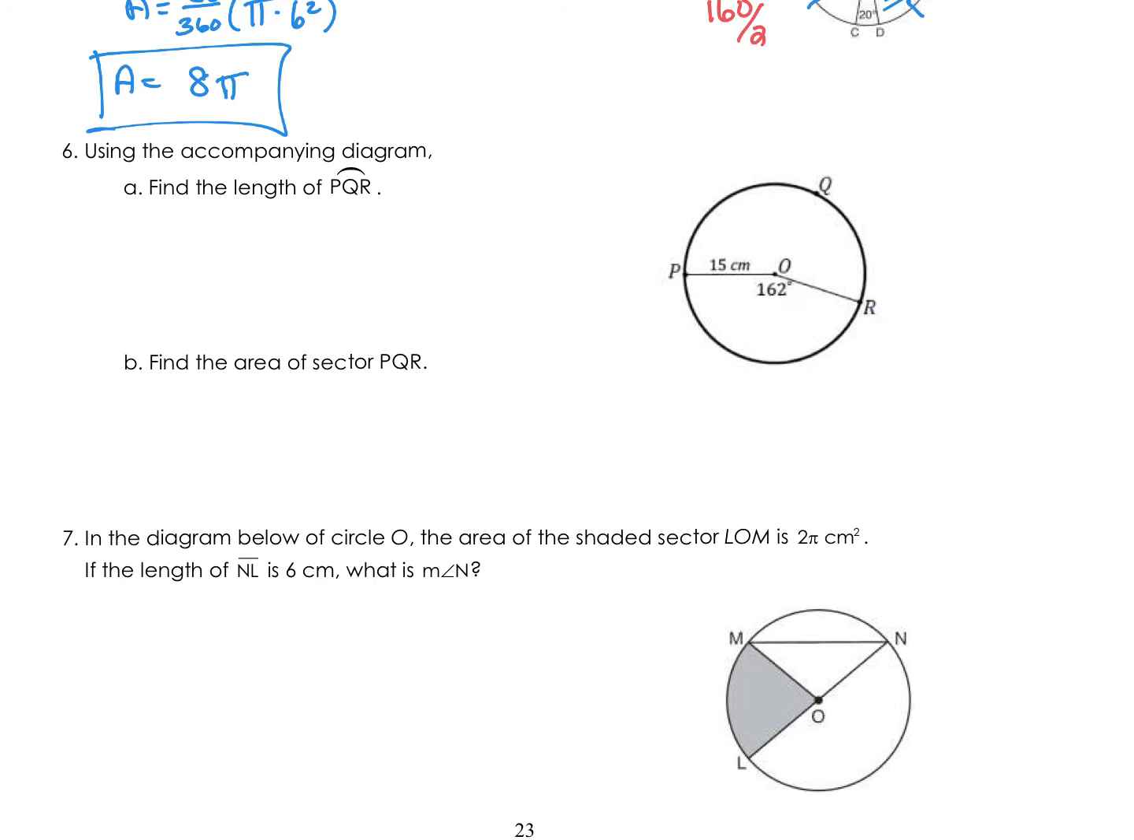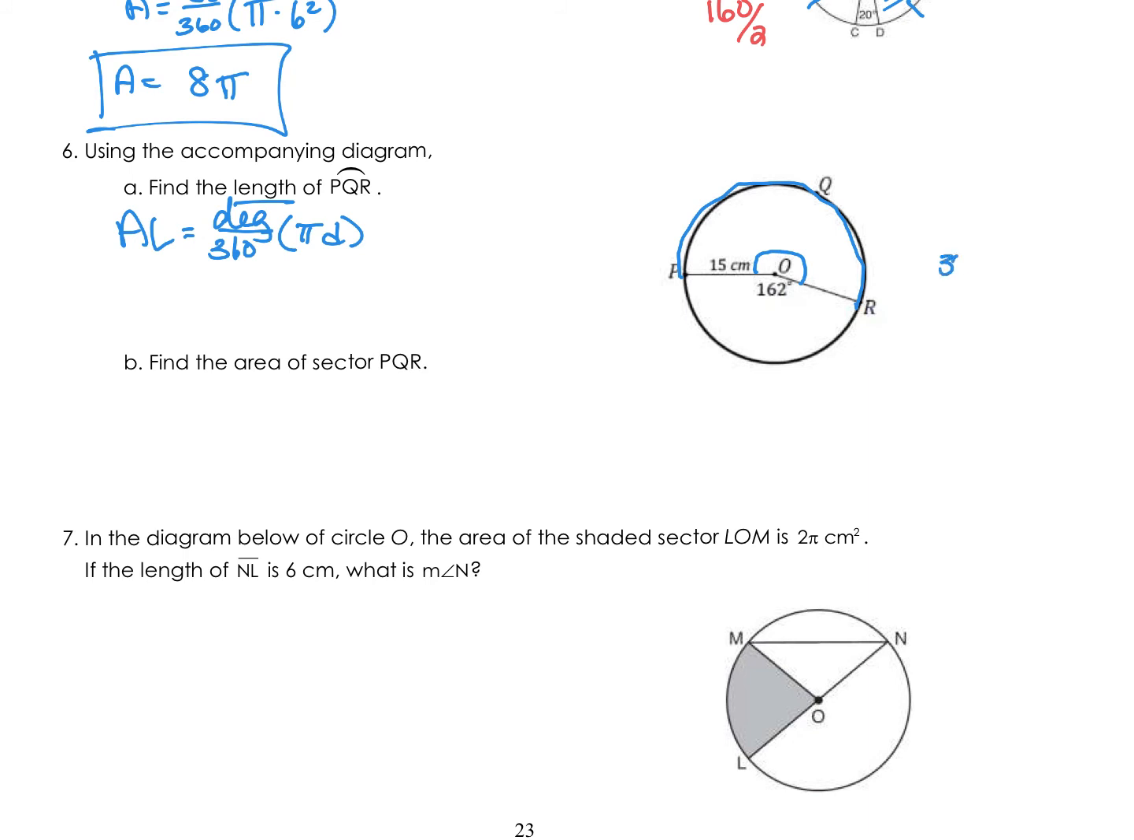All right, number 6. Using the diagram, find the length of arc PQR. So they only want this length right here. Arc length formula is degree out of 360 times, what do we use for length? Circumference, so pi d. Now, is 162 the angle for that length? No, it is not. The length goes with this angle.